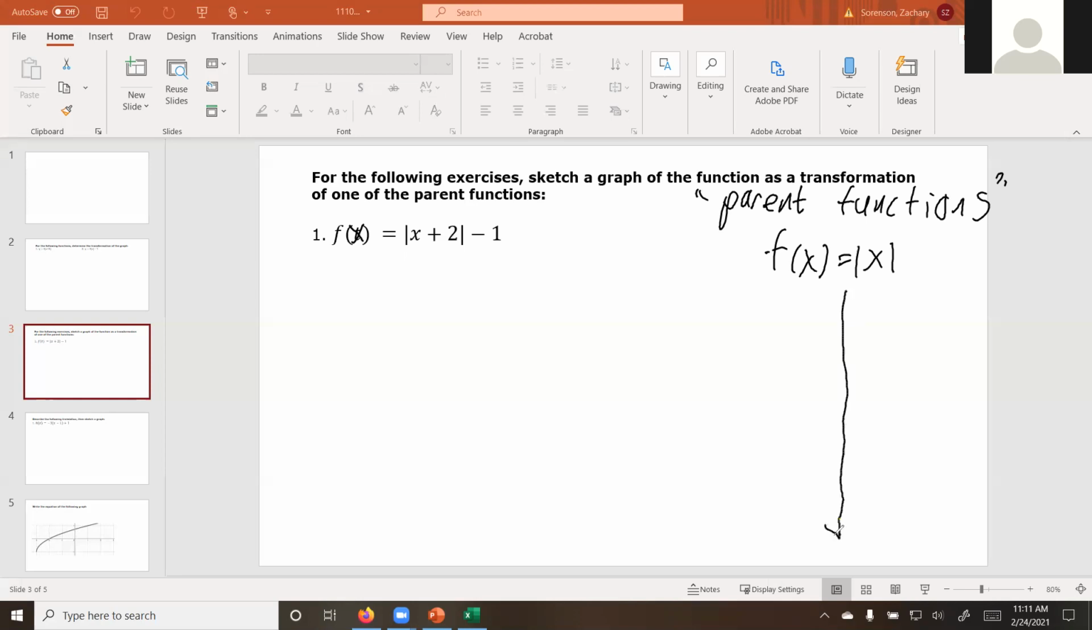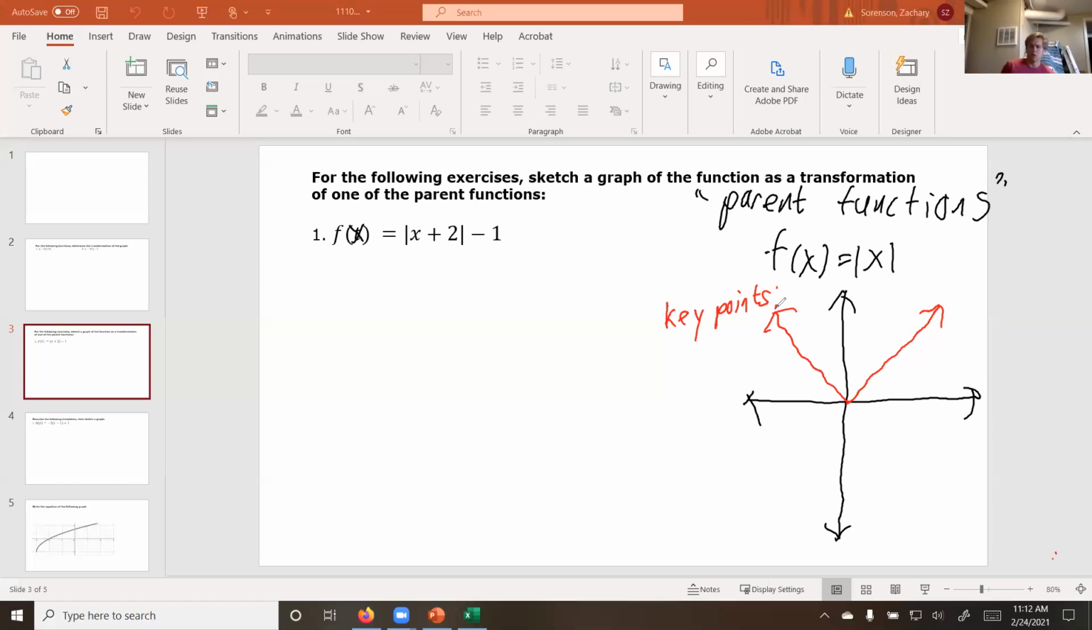Anyone watch the video? What's the general shape looking like? Looks like a V with the origin at 0, 0. Exactly right. It looks like a V. Okay. What are key points? What are points that I know are going to be on this parent function graph? Isn't it 0, 0, 1, 1, and then -1, 1? Yep.